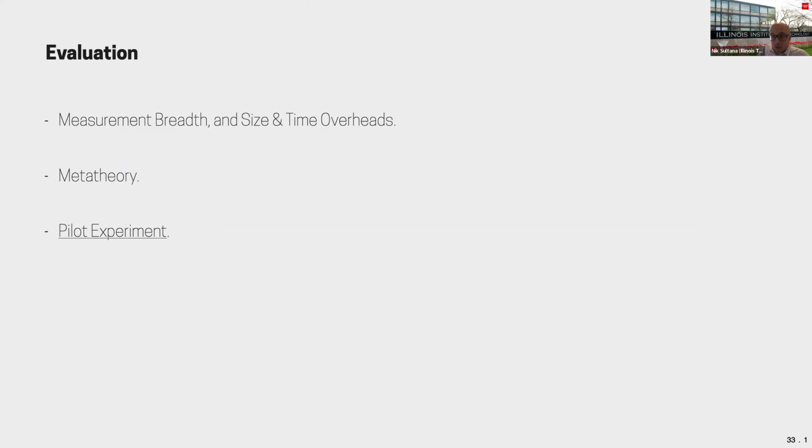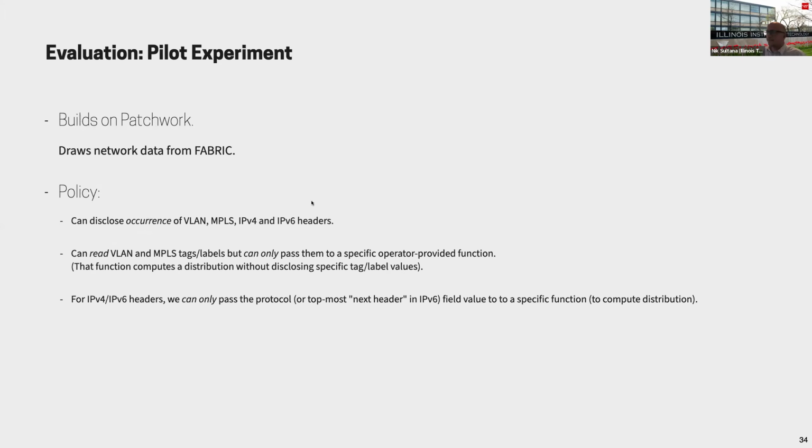In other words, even if the tools were to be perfect, how do we know that there isn't a bug in the theory, in the semantics? So that's what the meta theory is capturing. And the third part is a pilot experiment on Fabric.